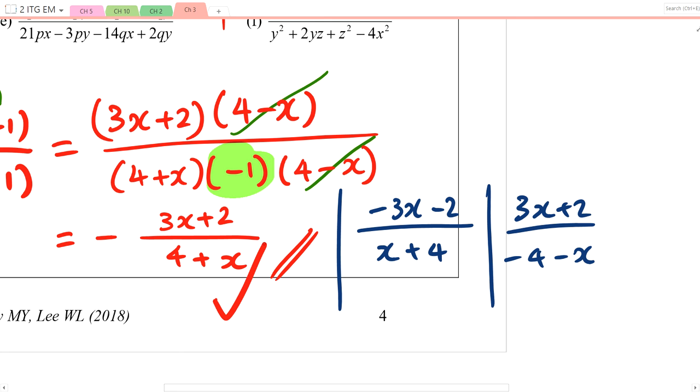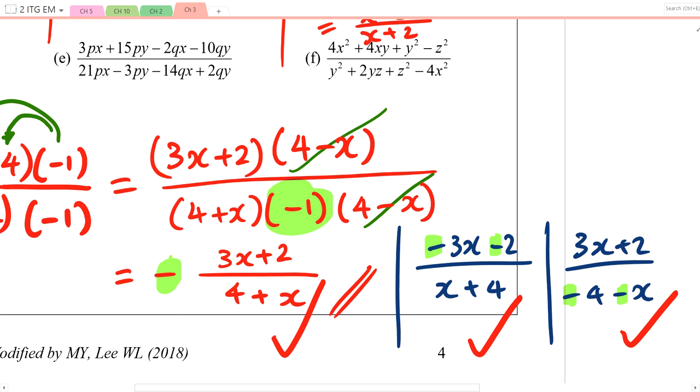These are all correct. They are all the same. Just which one do you prefer to see? Personally, I prefer the first one. So I put a negative sign outside over here. Okay?